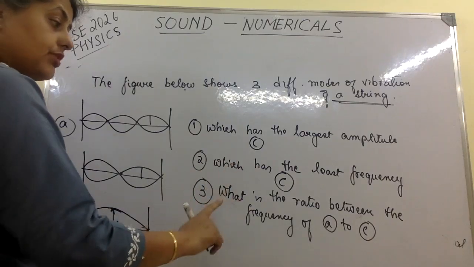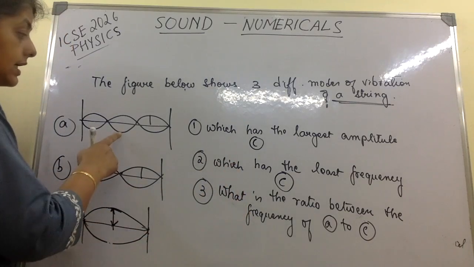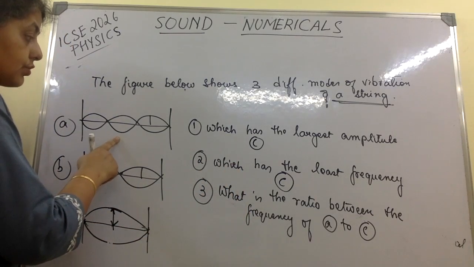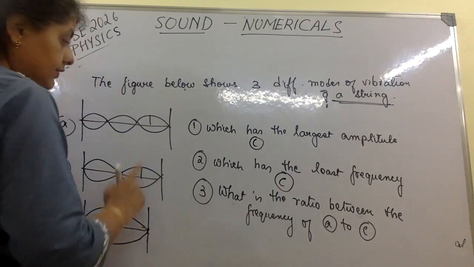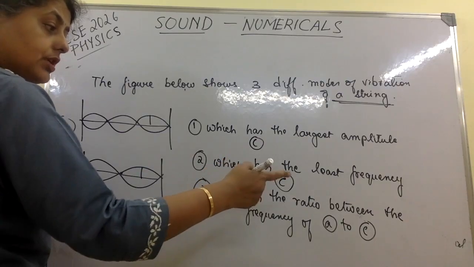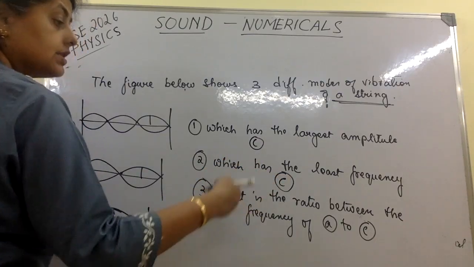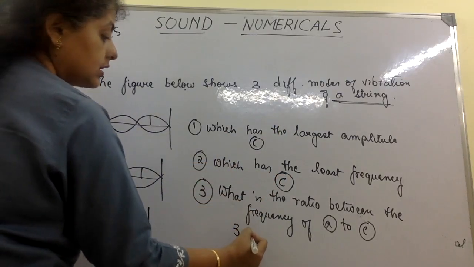What is the ratio between A to C? Okay, A is giving 1.5. So this is already 3 times of this. So this is half, this is 1.5. So the ratio between A to C, A first, C later, is 3:1.